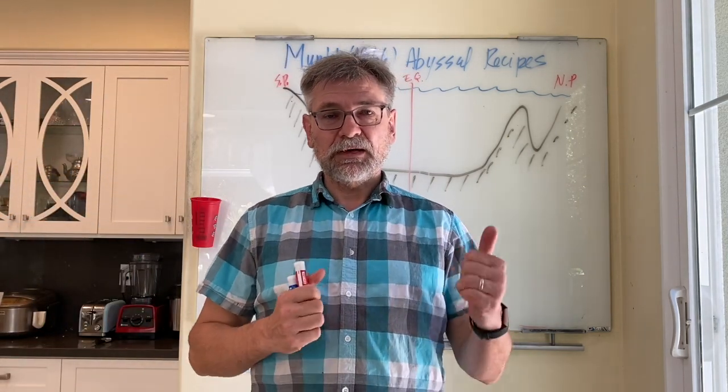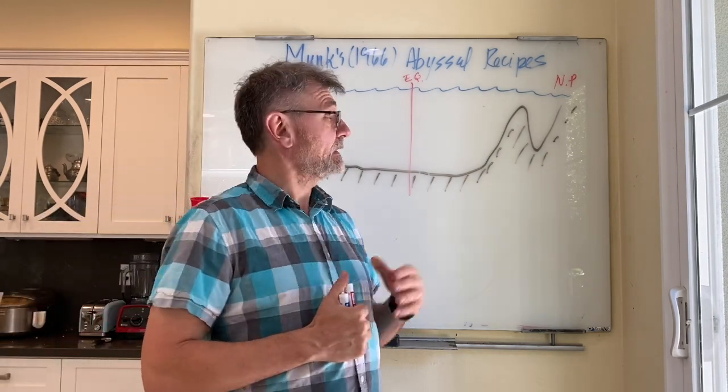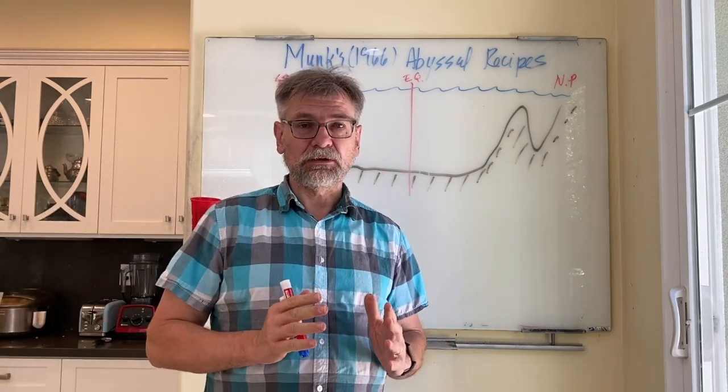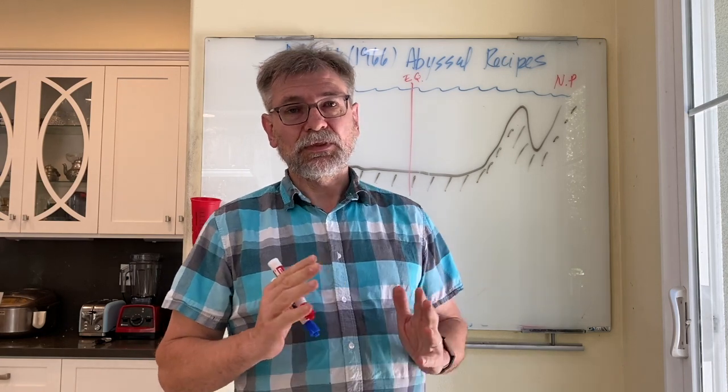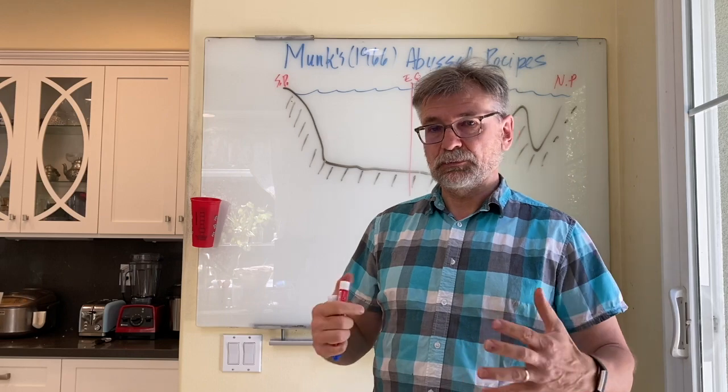All right, we're going to talk about Munk's Abyssal Recipes. It's based on a paper by Walter Munk in 1966, and it's a very simple model explaining the overturning of the global circulation. So it's a simple parameterization.